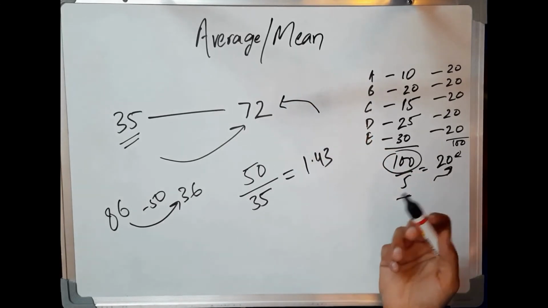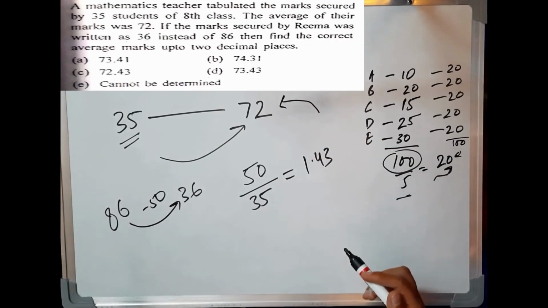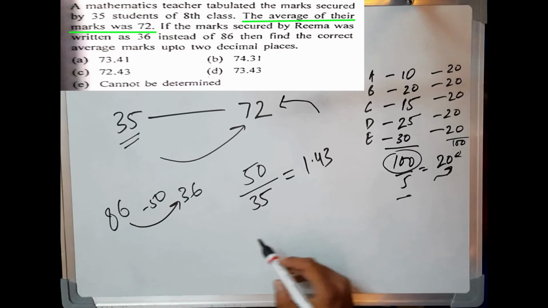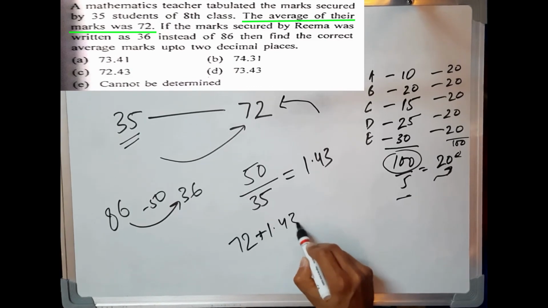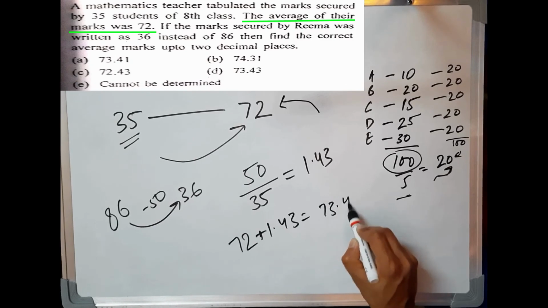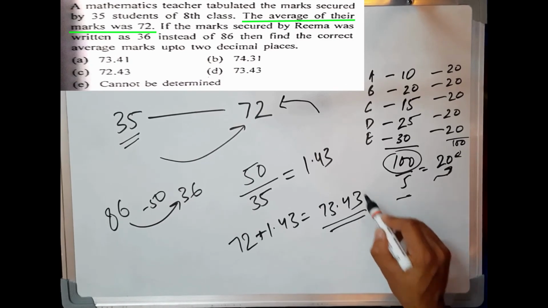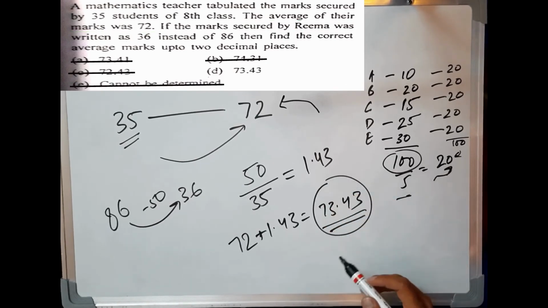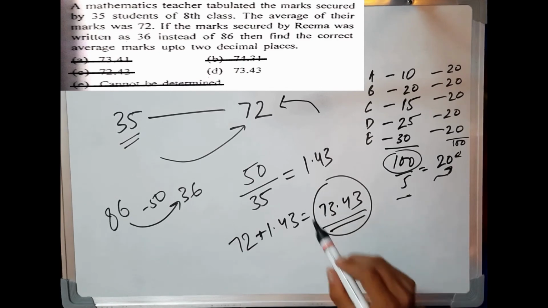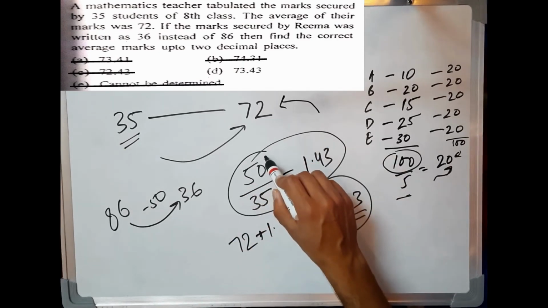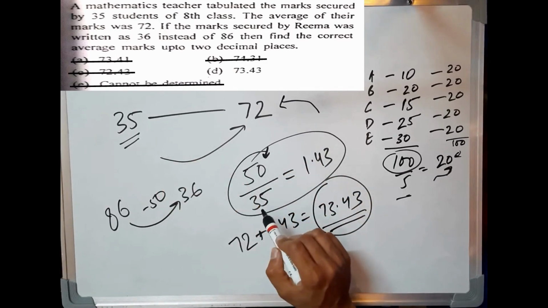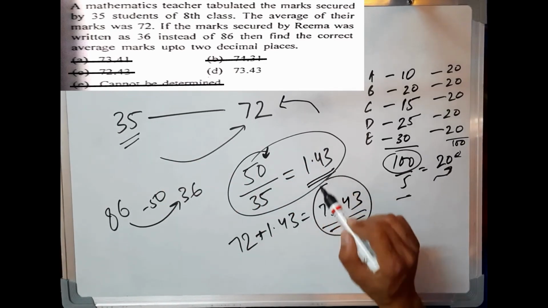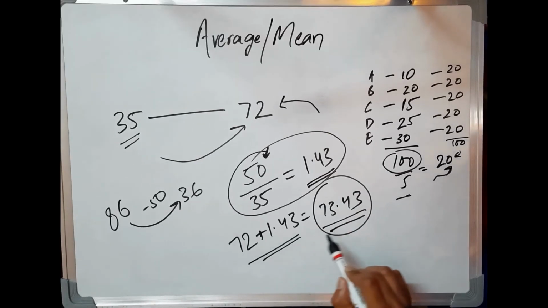The average given is 72. That means on average marks of all the students are 72. What changes we do in everyone's marks will reflect in the overall average, which is adding 1.43 to 72, and we obtain 73.43 as the overall average. So in just 2 steps we got the answer. We divided 50 with 35 to obtain 1.43, and we added it to the given average, which is 72, to obtain the final answer.